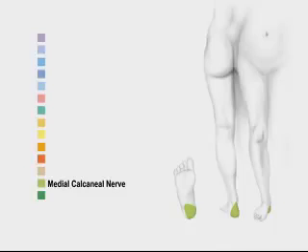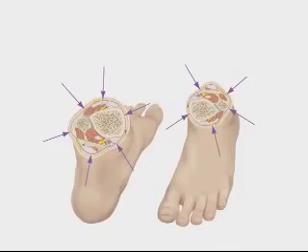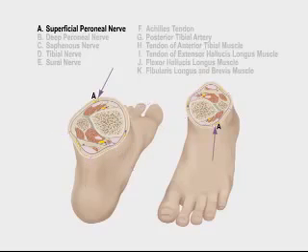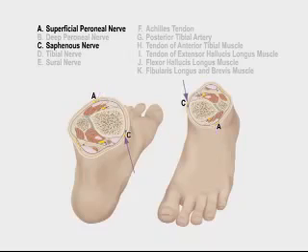tibial nerve. From this image, it can be seen that there are 3 nerves that are superficial to the fascia, which is represented in a purple line in this image and is indicated by the arrows. These nerves are A. the superficial peroneal nerve, C. the saphenous, and E. the sural nerves. Note that the names of all 3 of these nerves start with the letter S.